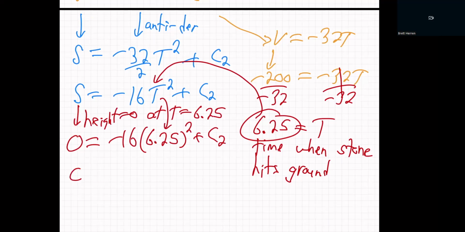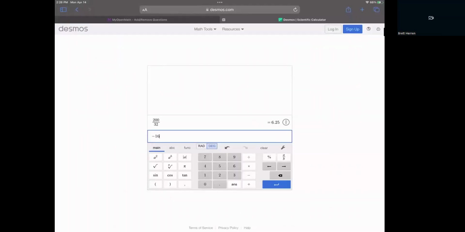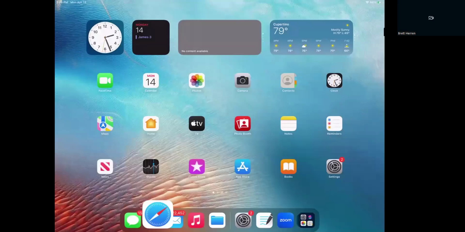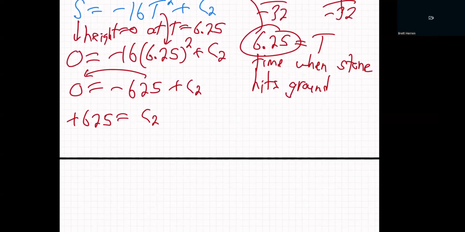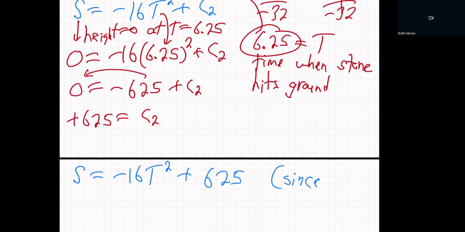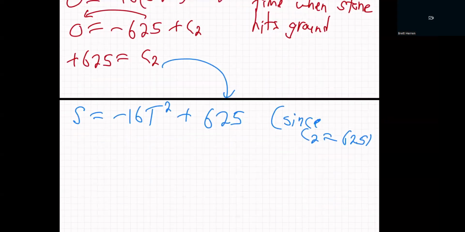So now you can use Desmos: minus 16 times 6.25 squared. I'm getting negative 625. So that's negative 625 plus C2 equals zero. Just bounce that to the other side. So C2 is positive 625. So now we have the position equation: S is negative 16t squared plus 625, since we know C2 is 625.